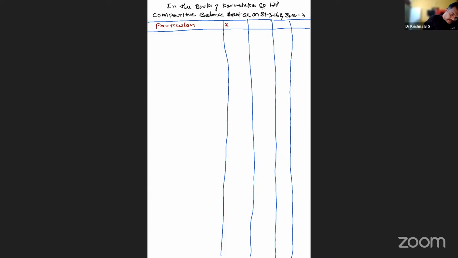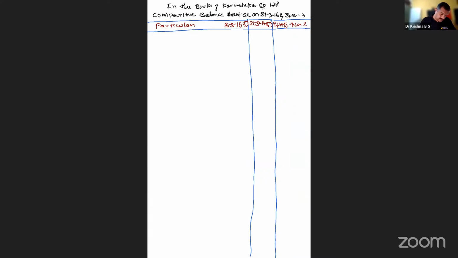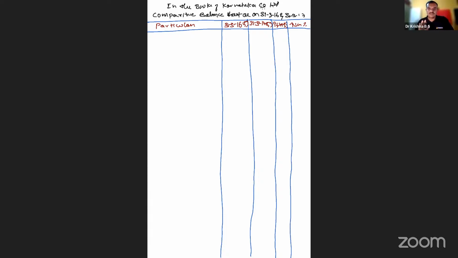Particulars, 31st 3 2016 in rupees, 31st 3 2017 in rupees. Increase or decrease in amount, in rupees, then increase or decrease in percentage. This is the format. Okay. This looks better.